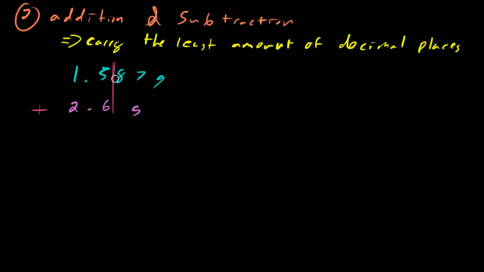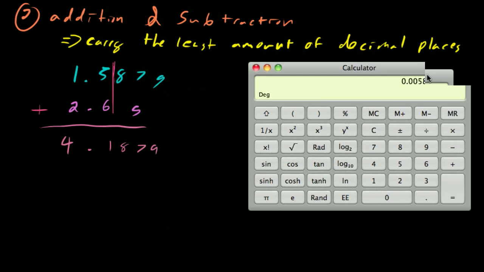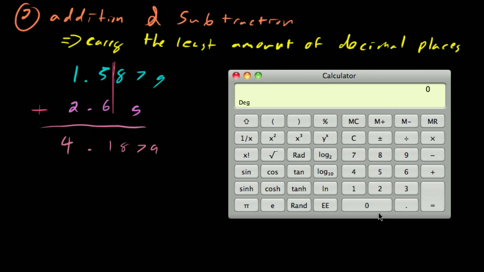So if we were going to add these two numbers together, what would this be? This would be 4 point, what would that be? It would be 4.187, I think. Let me actually check. I recently recorded another video where I made some big mistakes, so I'm just going to check myself real quick.